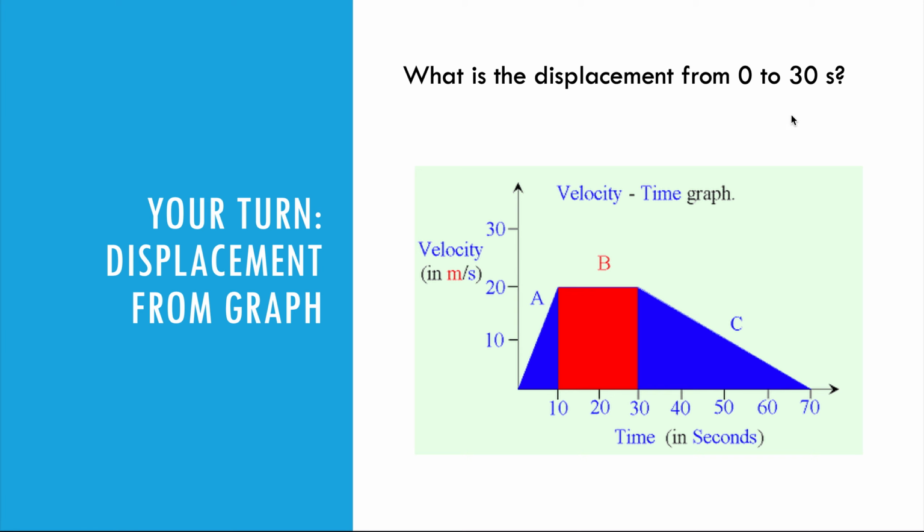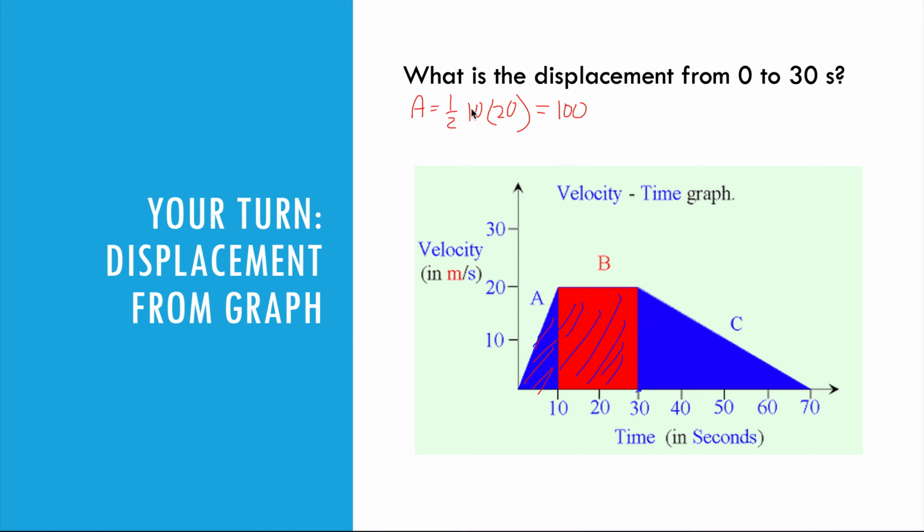So from 0 to 30 seconds is from here to here. So we want the area right here and the area right here. All of this area here. The area of triangle A is going to be 1/2 base times height, which is going to be 1/2. The base is 10 and the height is 20. So that's going to be 100.